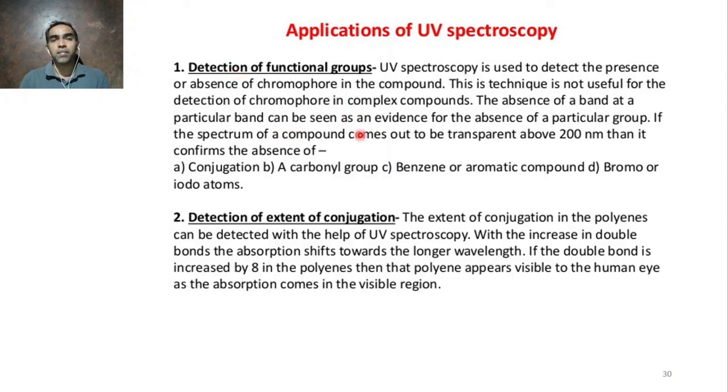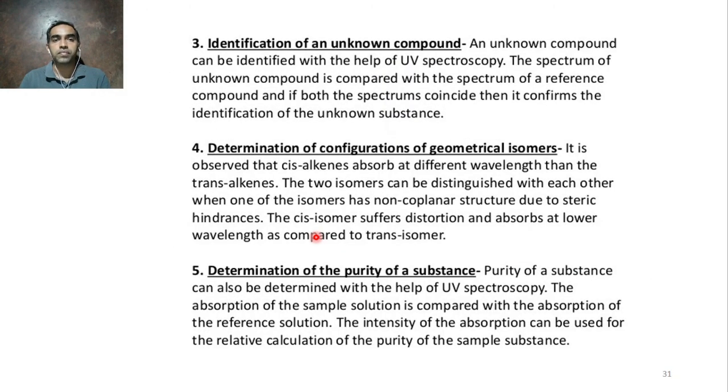But to some extent you can tell whether there is any conjugation, any change in conjugation, or any aromatic compound, because π to π star transitions you always start experiencing. So you can say detection of functional groups, detection of extent of conjugation. That's why if there is an extended conjugation, it will go to red shift. Identification of an unknown compound.